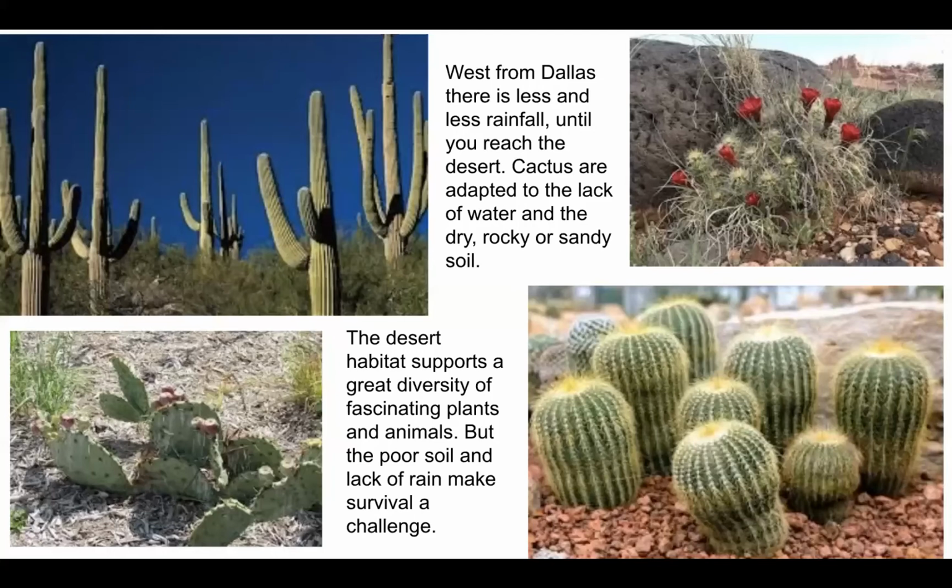If we go west from here, there's less and less rainfall until you get to a real desert. Cactus are adapted to that lack of water in the dry, rocky, sandy soil. Most other plants could not survive. But cactus have done something amazing. They have lost their leaves as a way to keep from losing too much water. And the desert has lots and lots of different kinds of plants and animals, but that poor soil and the lack of rain makes survival a challenge.